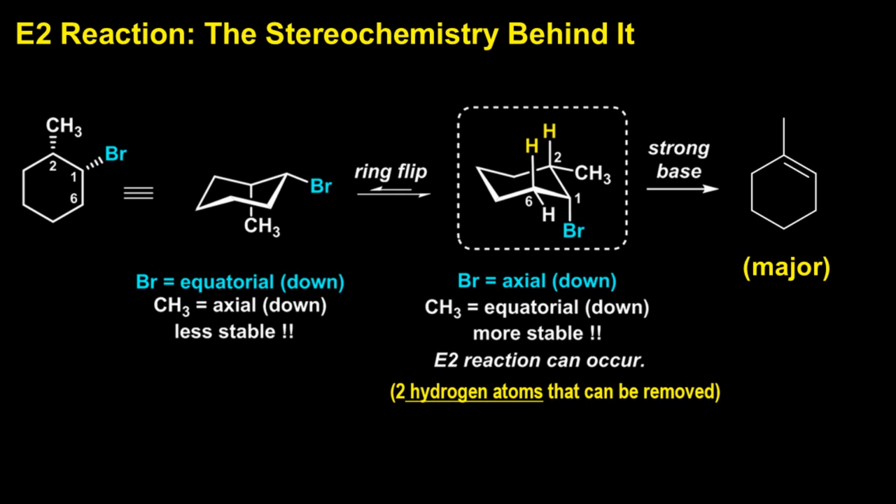So what's the big picture here? E2 reactions aren't just about having a strong base or a good leaving group. The real key is geometry, especially that anti-periplanar alignment that makes elimination possible. Once you understand this stereoelectronic requirement, you can start predicting whether E2 will happen, what conformation the molecule needs, and what kind of alkene product you're likely to get.